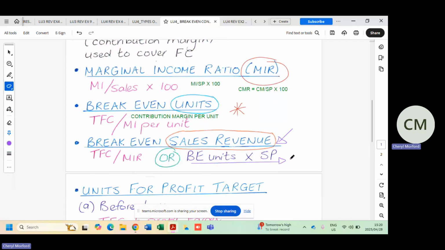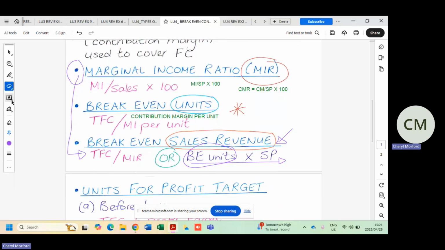If, however, they didn't ask you to calculate the units, but you did go and do the marginal income ratio, then you can go directly from that to your break-even sales revenue. How? You will take your total fixed cost and divide by marginal income ratio. You will get a slightly different answer because your break-even units over here have been rounded up.